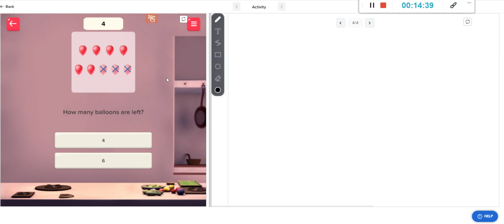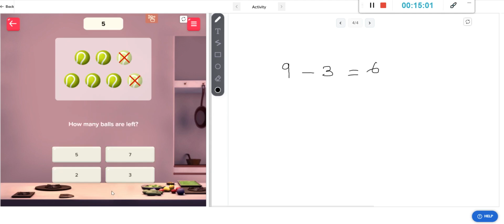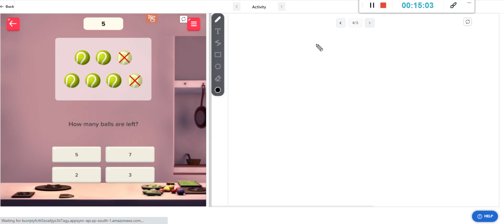Okay, how many balloons are left after you subtract, take away 3 from the total? Let's count the total first for that, okay? 1, 2, 3, 4, 5, 6, 7, 8, 9. So I have 9 in all. I take away 3. 9 minus 3 gives me how much? 6. So how many am I left with? 6 balloons. Awesomely done. Let's look at the fifth problem.